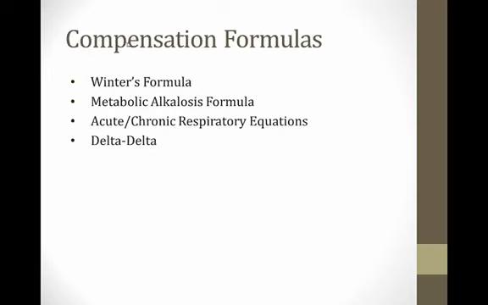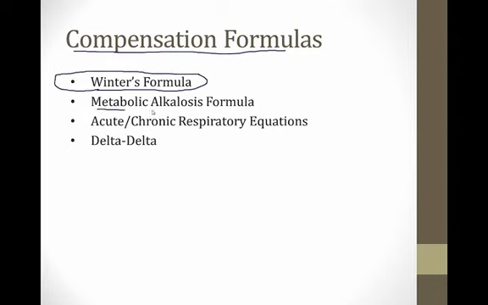So now let's talk about the specific compensation formulas that you can use to get a number for what your expected compensation is. Of these, the most important is Winner's formula. This is the one that's most commonly tested on Step 1. Then there are other formulas for metabolic alkalosis and for acute and chronic respiratory acidosis. And finally, there's something called the delta-delta, which we'll talk about in another module for anion gap acidosis problems.